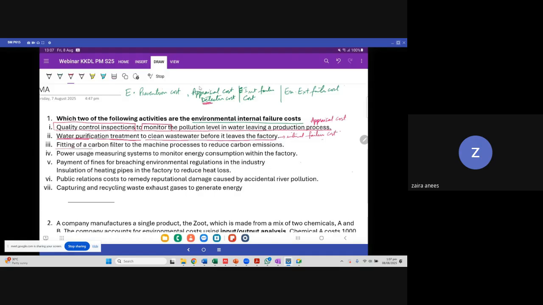Fitting of a carbon filter to the machine processes to reduce carbon emissions. This is prevention cost. Power usage measuring system to monitor energy consumption within the factory. Detection.